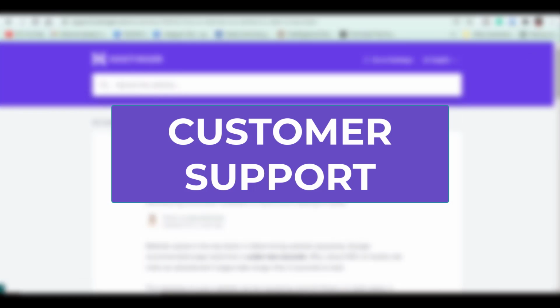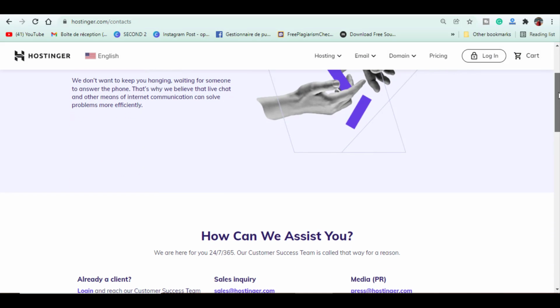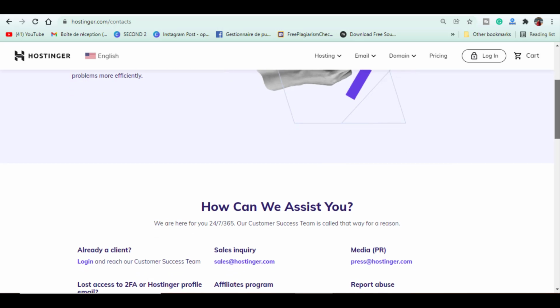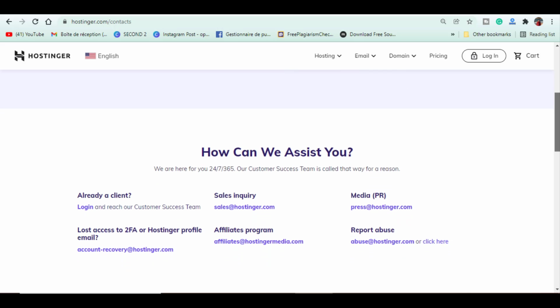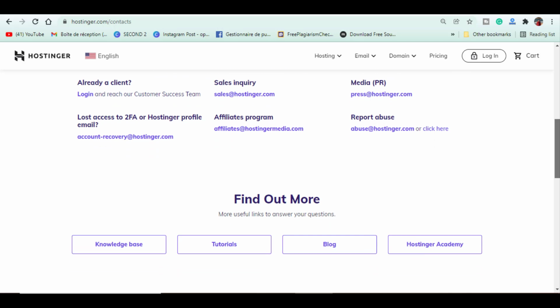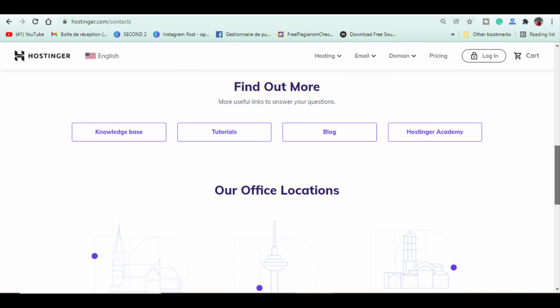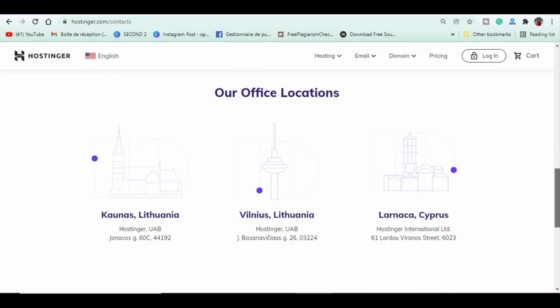Customer support. Hostinger doesn't offer phone support, but instead, you have access to 24/7 chat support. The company offers a multilingual customer support team, live chat, and they integrated Intercom as their main support system. You can also send an email or log a support ticket if you don't have time to chat with someone.